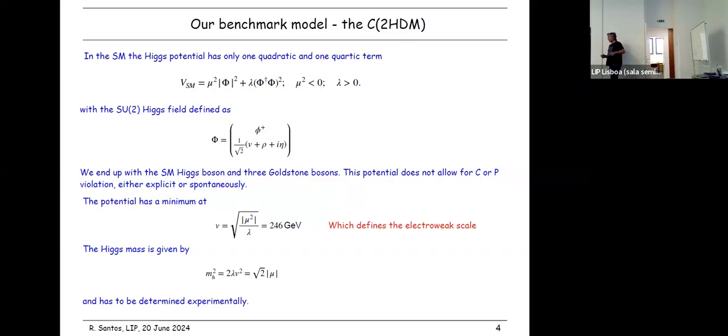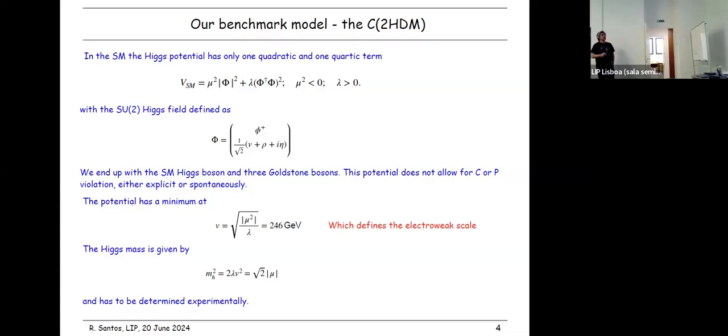Okay, so in everything I will discuss here, I will use just one benchmark model that is called the complex version of the 2HDM, because it's really the simplest scalar sector that you can have with CP violation. That's why we're using this model for everything, because we want to know where we can go with the simplest version. So what is the difference between the two potentials?